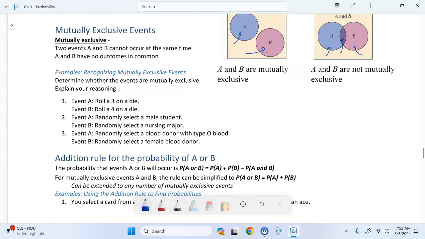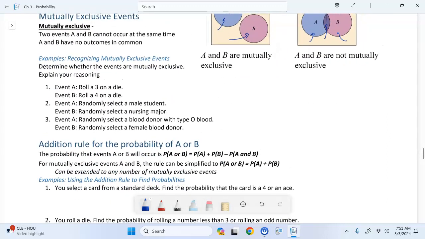So, we want to take a look and think about, are there any outcomes in common? If I have event A, I'm rolling a 3, and event B is rolling a 4. Is there any way for both of those events to happen at the same time when I roll one die? No. It either lands on one or the other, or neither, but it cannot land on both. So these are mutually exclusive events.